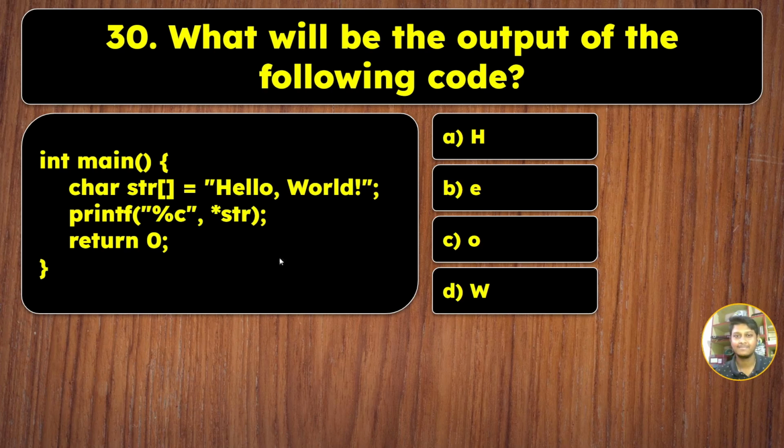So let's solve it. In this particular statement, in our character array, we are storing hello world. And here we have written *str. Here we have not specified the index which we want to print, so it will by default take the first index of this particular array. What is the first index? It is the 0th index, which is H. So here our correct answer will be option A.